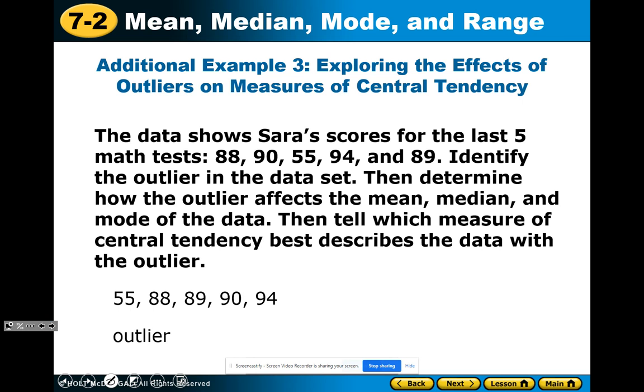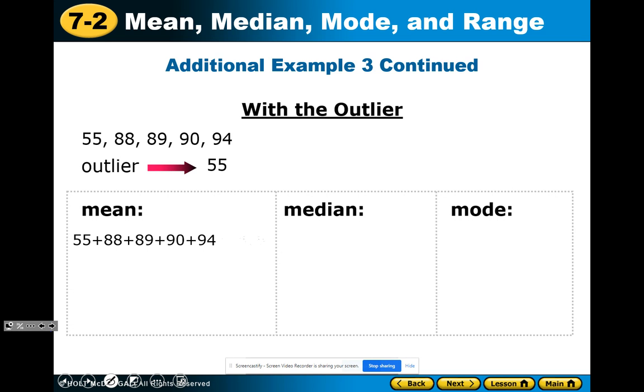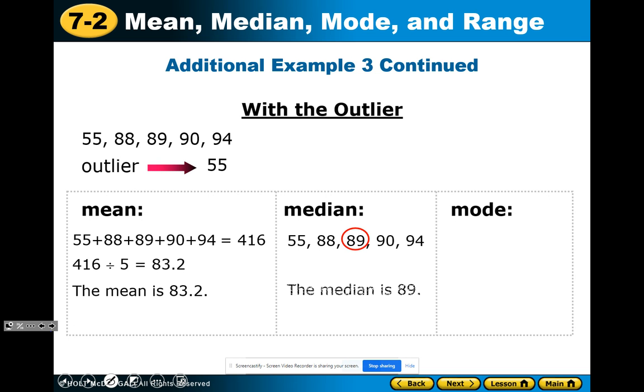So with the outlier, we do the data, and the mean was 83.2. That one grade dropped it down a lot. Median, 89. Mode, there is no mode, like you said. So would the median better represent her average tests, or would the 83? The median, right? Because normally she scores in the high 80s and 90s. That 55 did drop it quite a bit, didn't it?